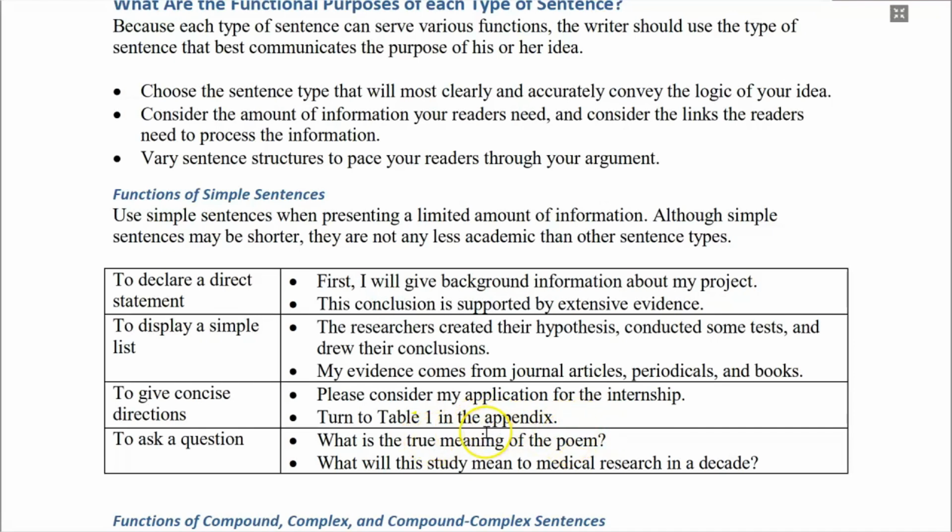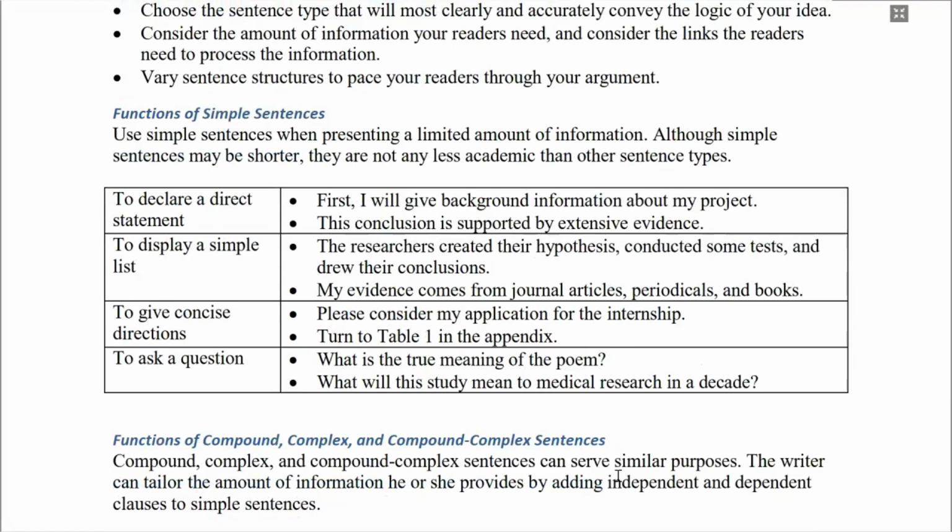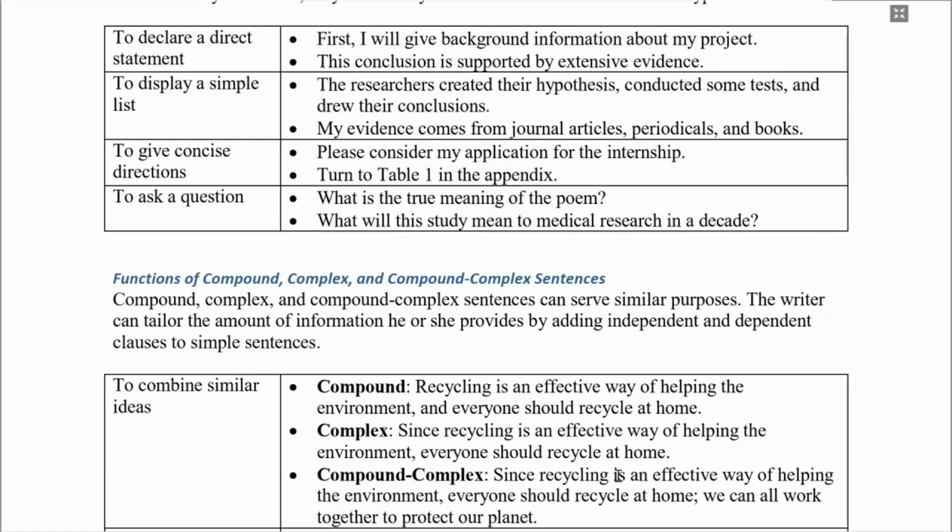You want to ask a question. You can use a simple sentence. What is the true meaning of the poem? What will this study mean to medical research in a decade? Now, what is the function of compound, complex, and compound complex sentences?